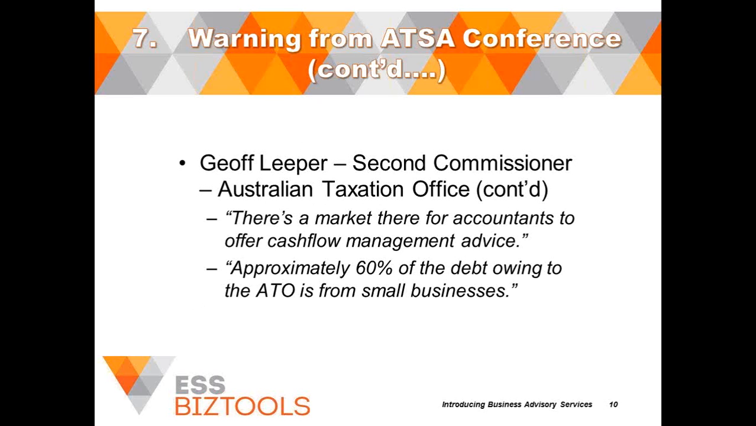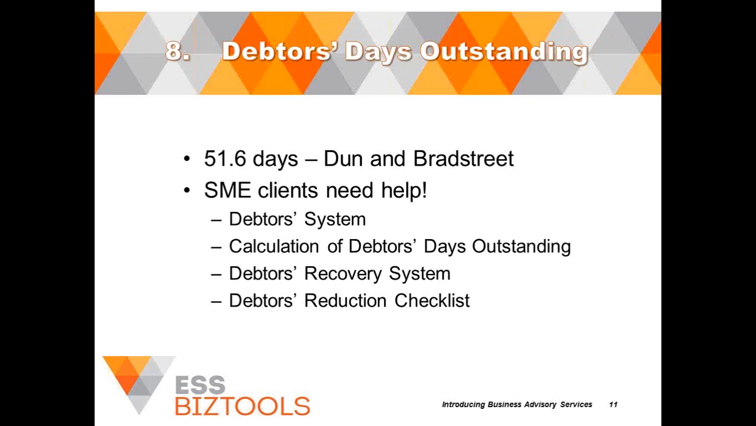He then said there's a market there for accountants to offer cash flow management advice. Approximately 60% of the debt owing to the ATO is from small business, Mr. Leeper said, and that's totally out of proportion to the size that the debt should be represented by small business. So debtors' days outstanding I've mentioned.